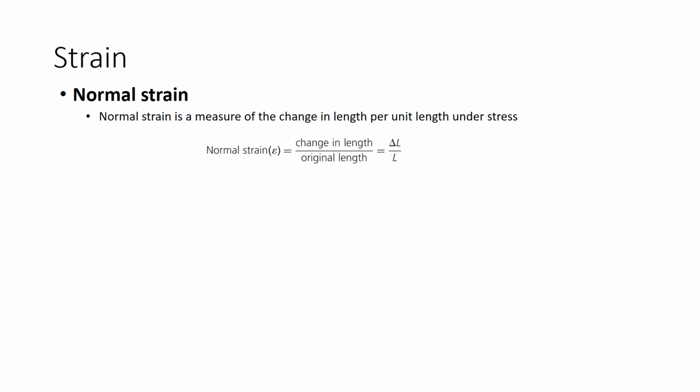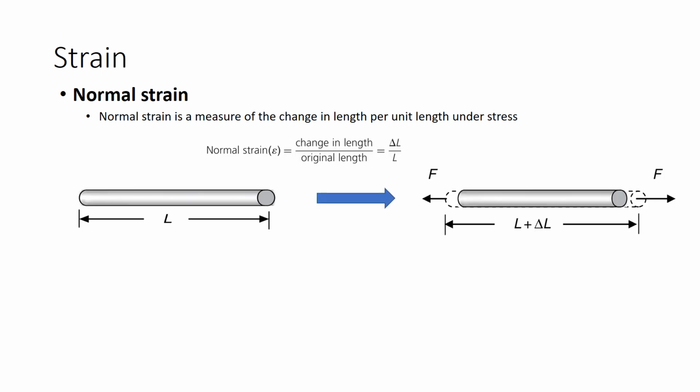Now comes the strain. Strain is a measure of the deformation of the material. Normal force will either elongate or contract a bar, depending on the nature of the force, and the corresponding strain will be normal strain. So here, if you are applying a force F, your length is changing from L to L plus delta L. So what is the increment in length? It is delta L. So delta L divided by L will be your normal strain.